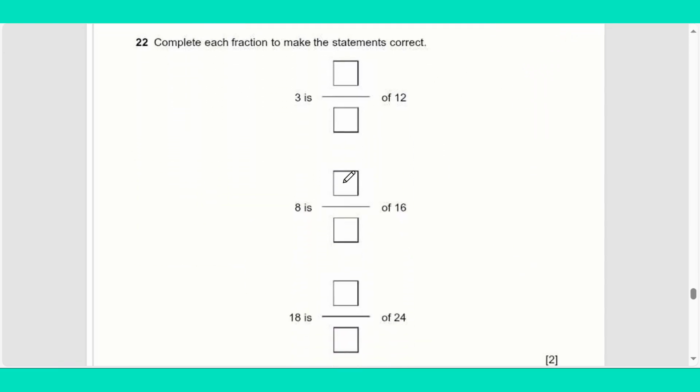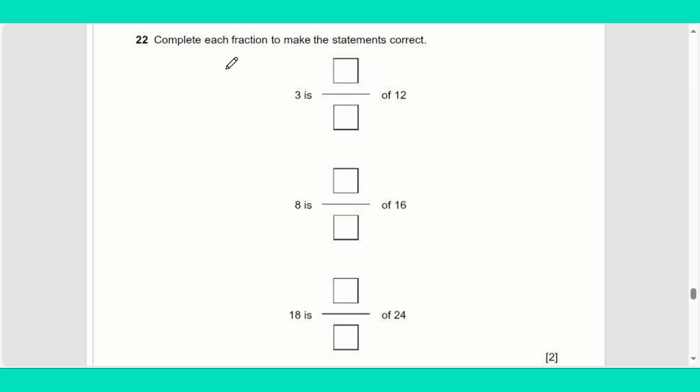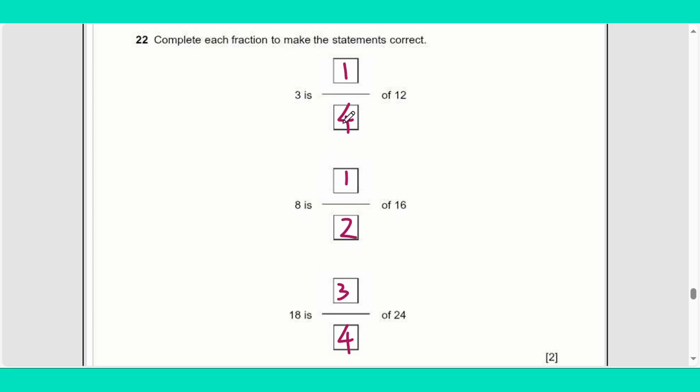Okay, now 22. Complete each fraction to make the statement correct. 3 is blank over blank of 12, 8 is blank over blank of 16, 18 is blank over blank of 24. Okay guys, so here's the answer. 3 is 1 over 4 of 12, 8 is 1 over 2 of 16, 18 is 3 over 4 of 24.